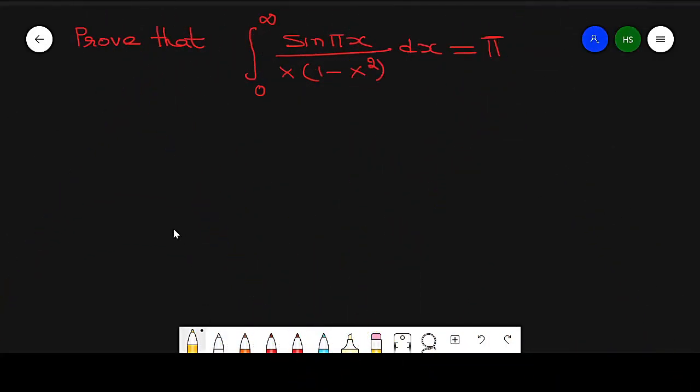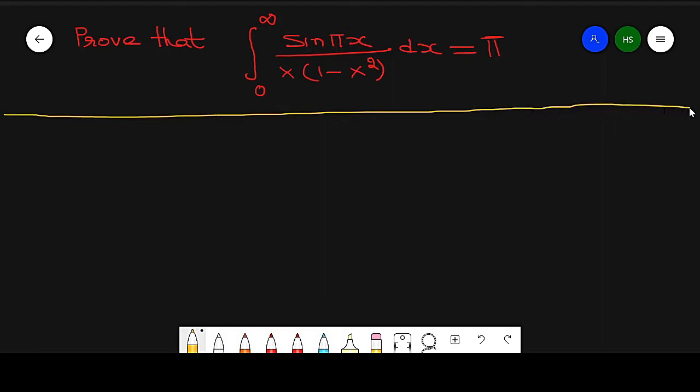Now, in this lecture, we will discuss the application of Jordan lemma. So, to prove this result, what is the statement of this question? The integral of sine pi x over x into 1 minus x square, dx, is equal to pi. So, this is basically the imaginary part of a function.